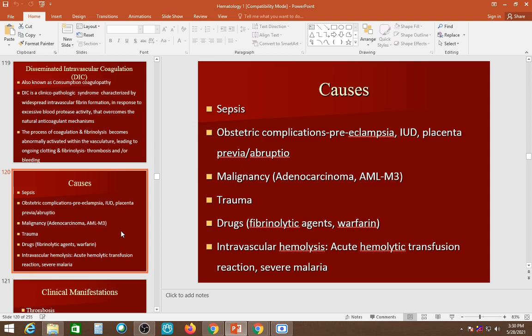So sepsis basically is mostly bacterial only. Then obstetric complications like preeclampsia, then IUD, then those placenta previa or abruptio placenta. Then another cause is malignancy, mostly adenocarcinoma, and also acute myeloid leukemia, M3. Remember this. This is very common.